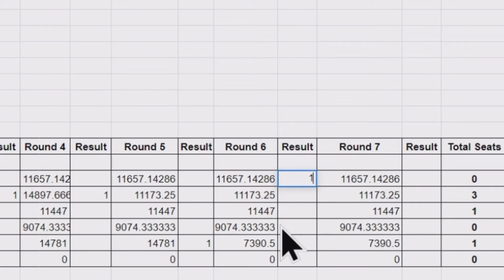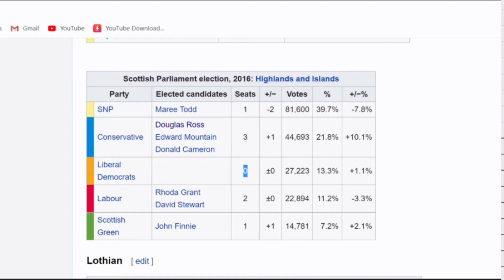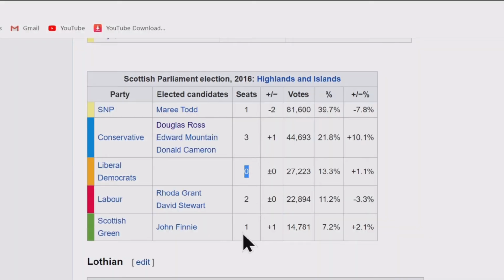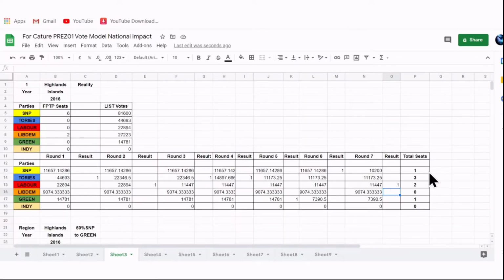This is the first time as well that we've had an SNP seat in the on-the-day reality model. Amazing. And then the last lot will be, let's see, 11173, 11447. Labour. There we go. So SNP 1, Tories 3, Labour 2, Lib Dems 1. Let's check that on the Tories 3, Labour's 2, Greens 1. So our lovely spreadsheet does exactly what it says on the tin here. It calculates out to what it's supposed to be.